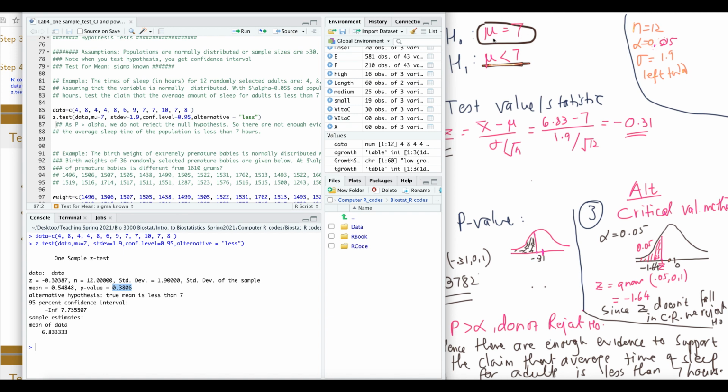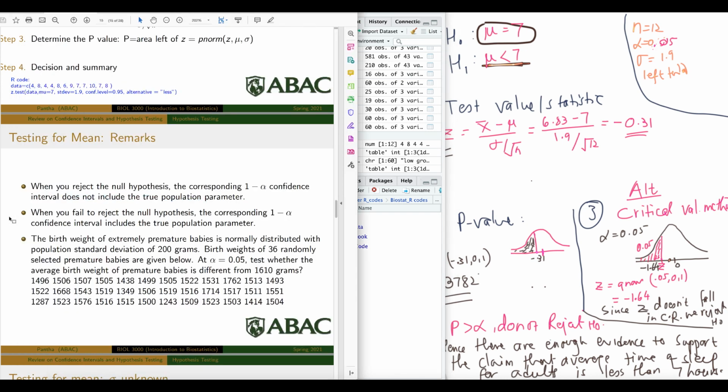Look at this. So mu equals 7. Does the 7 fall in negative infinity to 7.73? Yes, because 7 falls in this interval. That's what it is saying, okay? So if the true population parameter falls in the confidence interval, then we do not reject, otherwise we reject. That's the way that we can use a confidence interval to test the hypothesis.